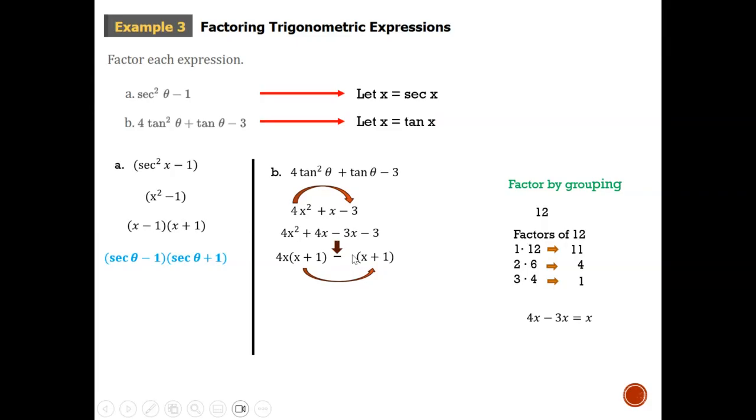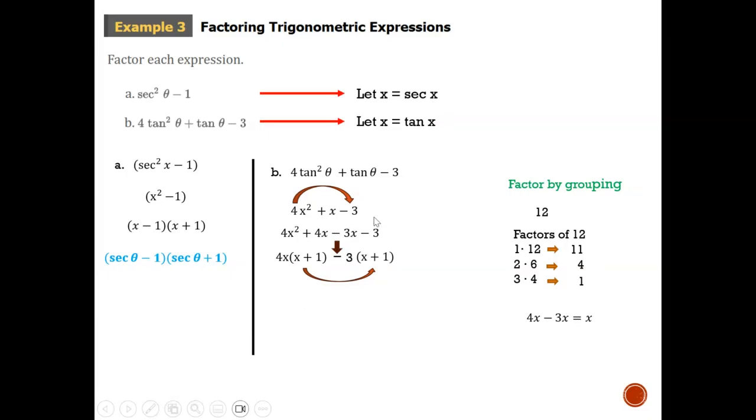Then there has to go a number here. Something's got to go here. Okay, and here's how you tell what goes in this slot. You can ask yourself, what number times x will give me 3x? So it's going to be 3. And again, you can check your work. Negative 3x times x will give us negative 3x, and negative 3 times positive 1 will give us negative 3. So I know I'm on the right track.